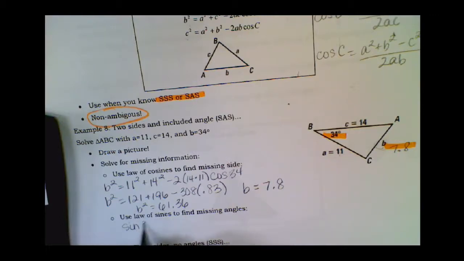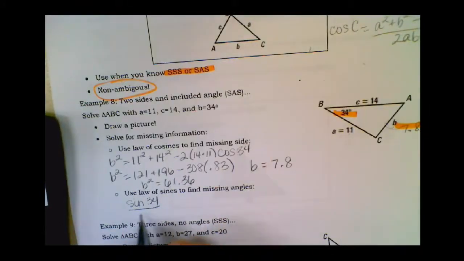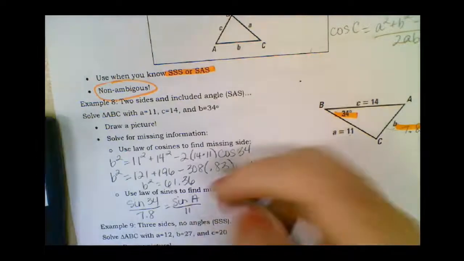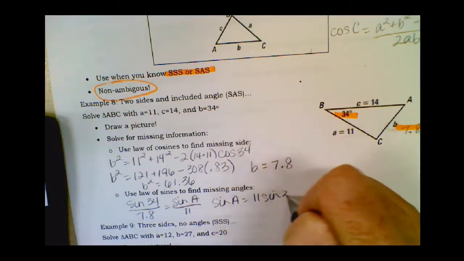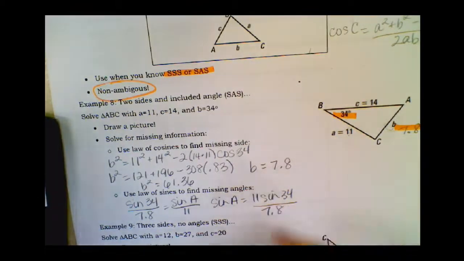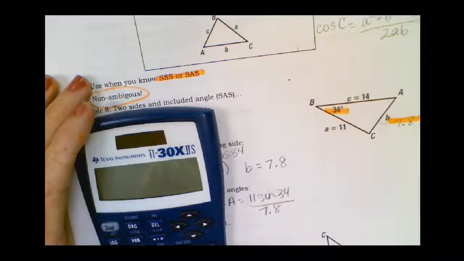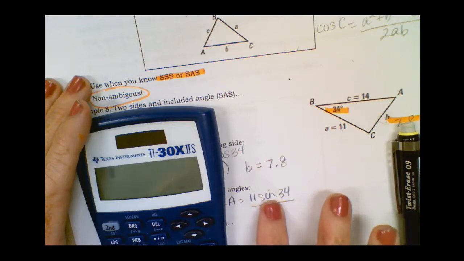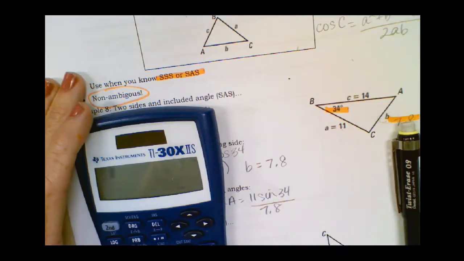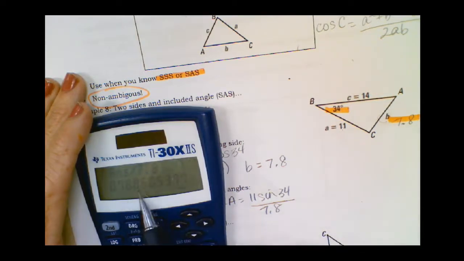So sine of 34 over the 7.8 value we just figured out is equal to sine of A over 11. So sine of A equals 11 times sine of 34 over 7.8. If I'm careful in the calculator, I can do that, but I find it more problematic if I try to do it all at once. So I just find this value and then take the inverse sine of it. I do 11 times sine of 34, and then divide by 7.8, which gives me about 0.7886.